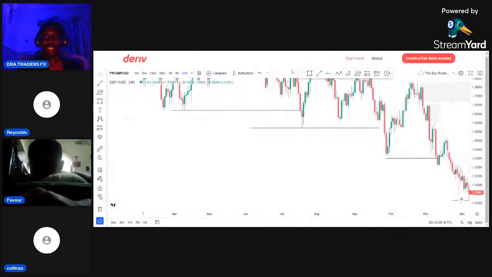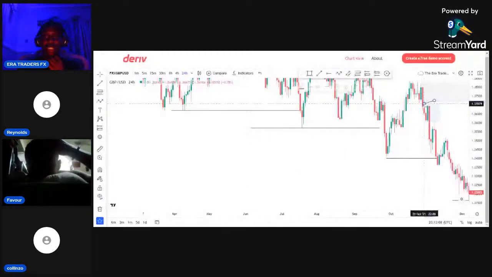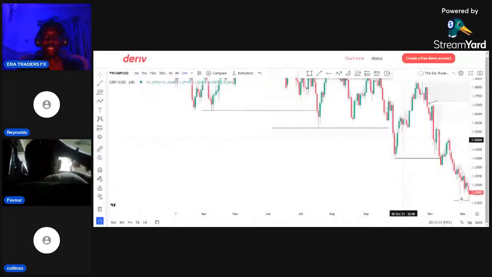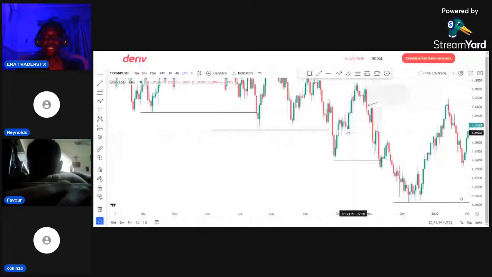So you can see that there's a gap. There's a gap there. Can you see that gap? Yes, sir. When I'm teaching fair value gap, I will explain that gap better. But there's a gap there. So that one is the most efficient supply zone.